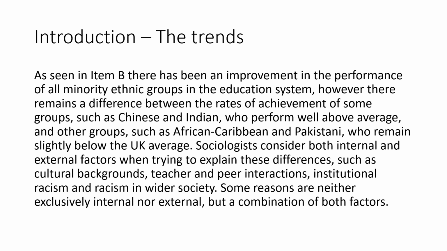As seen in item B, there has been an improvement in the performance of all minority ethnic groups in the education system. However, there remains a difference between the rates of achievement of some groups, such as Chinese and Indian, who perform well above average, and other groups, such as African, Caribbean and Pakistani, who remain slightly below the UK average. Sociologists suggest both internal and external factors when trying to explain these differences, such as cultural backgrounds, teacher and peer interactions, institutional racism and racism in wider society. Some reasons are neither exclusively internal nor external, but a combination of both factors.